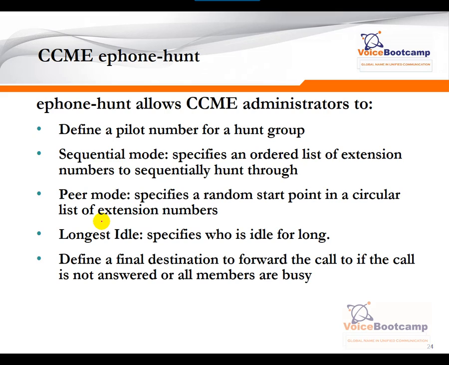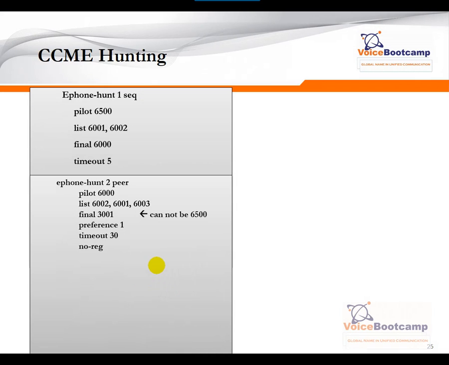The last feature we're going to talk about is called ephone hunt, which allows you to create a hunting group in Call Manager Express. ephone hunt allows you to define a pilot number, and when you create an ephone hunt, you have to decide what kind of algorithm you want to use. The algorithm options are sequential, peer, and longest idle. And if none of your members answer the call, you want the calls to be forwarded to a final destination.